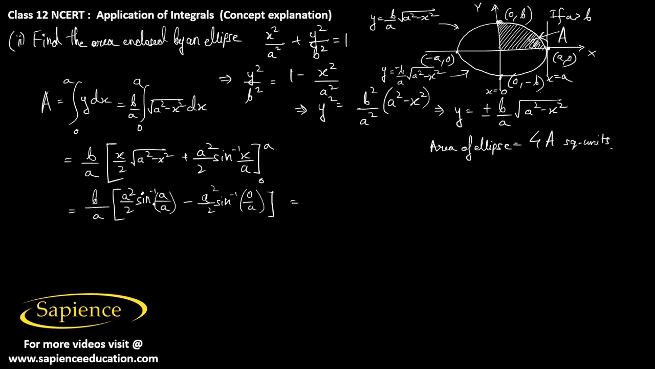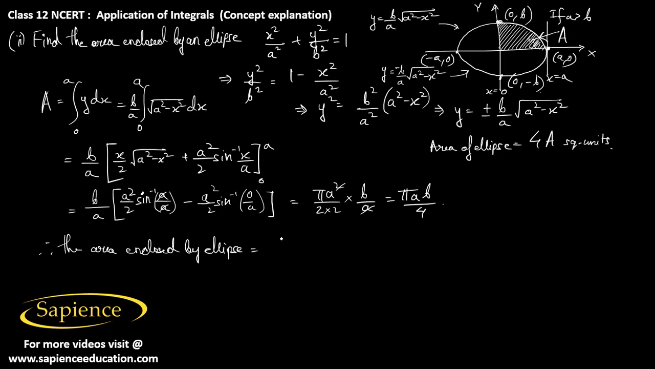So then this will become 0. So this will be sine inverse 1 is pi by 2. So this will be pi a square by 2 into 2 and into b by a. So this is actually pi AB by 4. So therefore, the required area enclosed by the ellipse will be equal to 4A. That will be equal to pi AB square units. So this is the answer. Thank you.